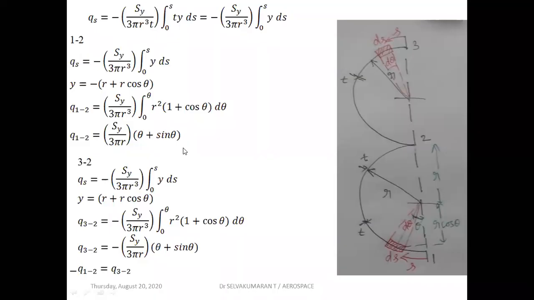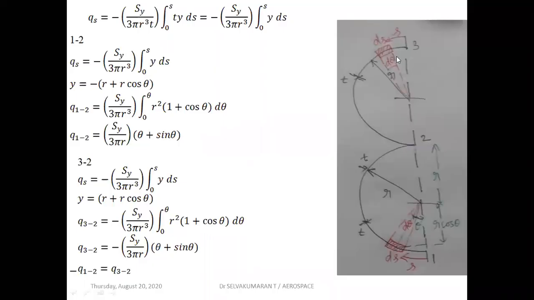The question is to determine the shear center. They have not told us to find the shear flow values at points 1, 2, 3. But we need the shear flow expression to find the shear center. That's it. Then 3 to 2: in a similar fashion to what we did at the bottom, we have to do the same at the top also. We consider a small element ds, d theta, at distance s from point 3.